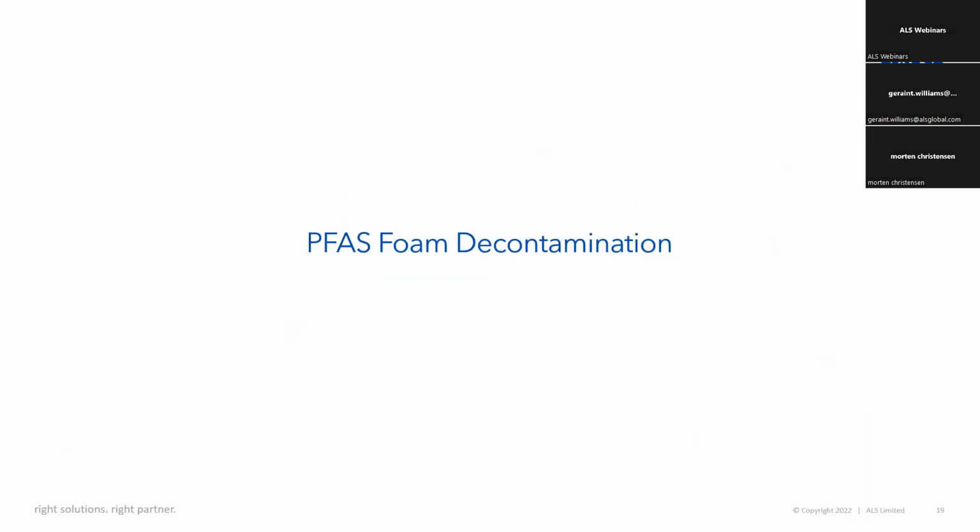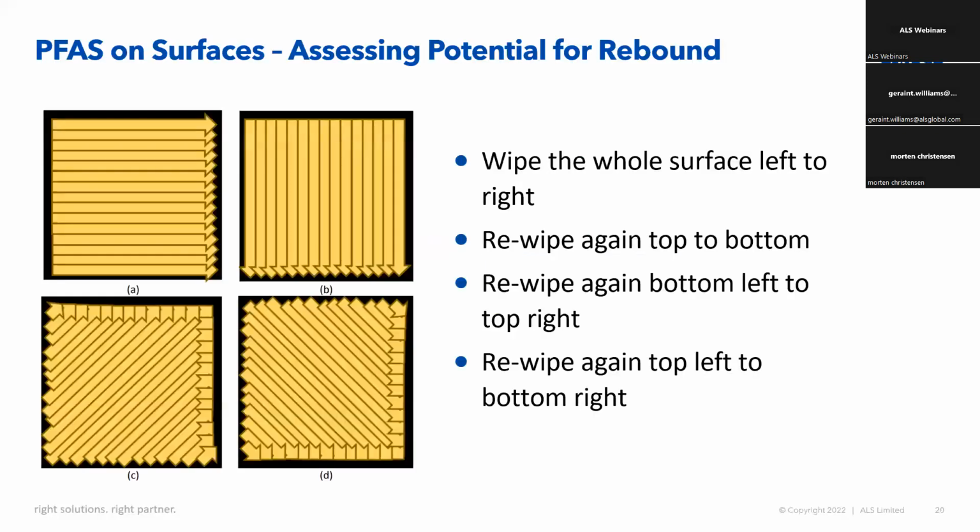Now, I mentioned foam decontamination. We've been working on a sampling and analytical technique to understand the benefits of using swabs for decontamination. We know that PFAS can absorb on the inner surfaces of suppression systems, and it can potentially rebound into fluorine-free foam during decontamination.